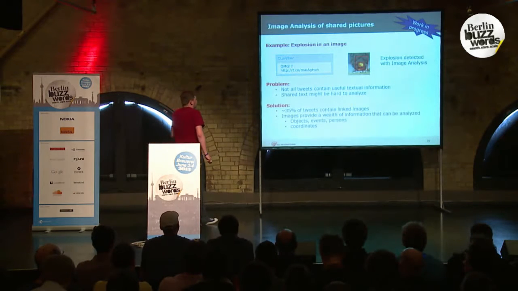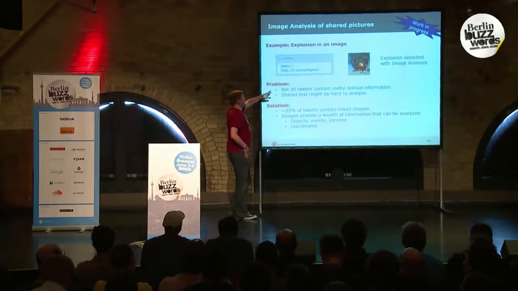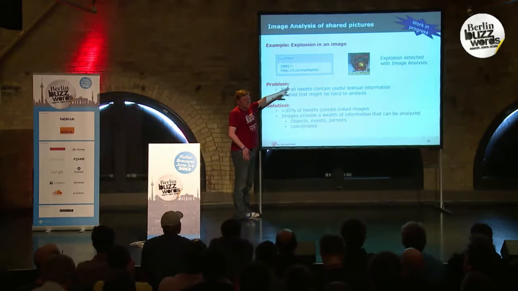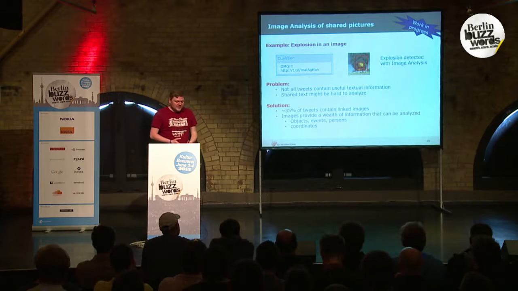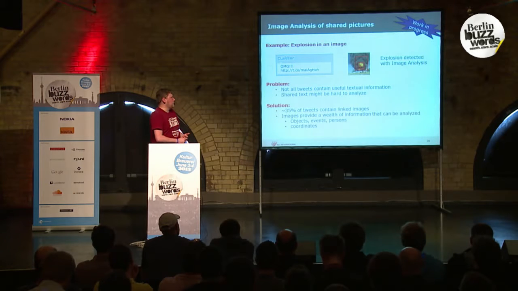And then, of course, there is a massive other source in Twitter that you should not just overlook, and these are images. As I said, a third of all tweets have images. And sometimes you have a tweet like this. This doesn't tell you anything about what's happening here. It's just somebody saying, oh my God, and then sharing a link. You have to look at the picture to see what's happening. So if we can do some image analysis, then we would be able to work with more tweets.